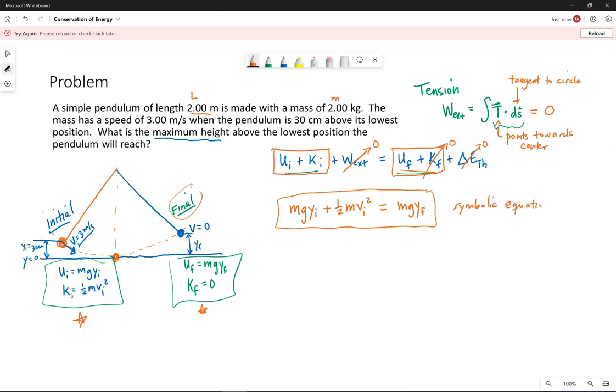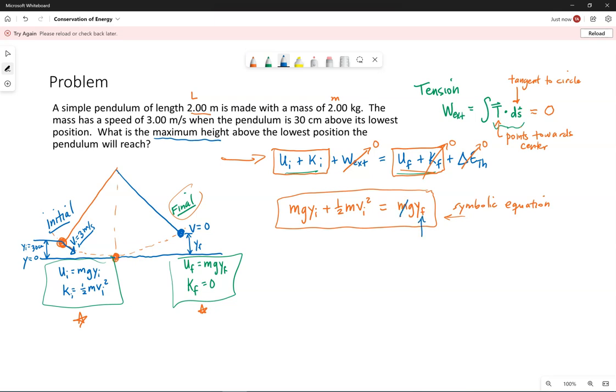Similar to last section, where we had a free body diagram and then our symbolic equation that wrote out all those forces in the free body diagram in terms of acceleration, we don't necessarily need a free body diagram per se, but we do need a way to reason through which of these energy terms we have in any given problem. And then our symbolic equation is plugging those values in. Now to continue solving, we're looking for y final.